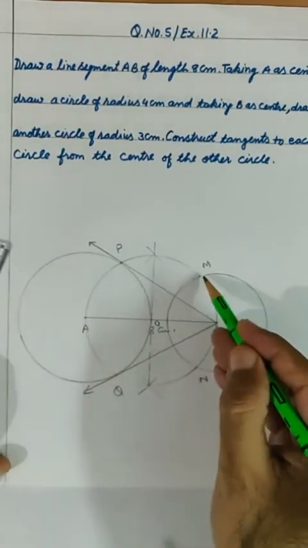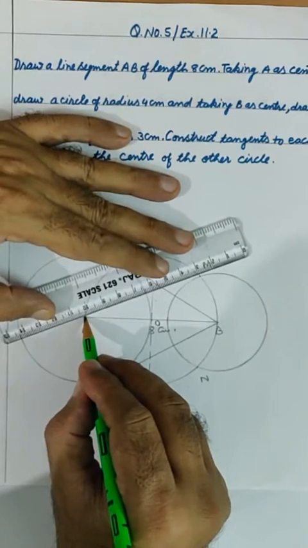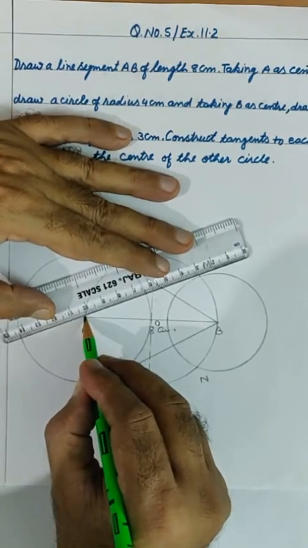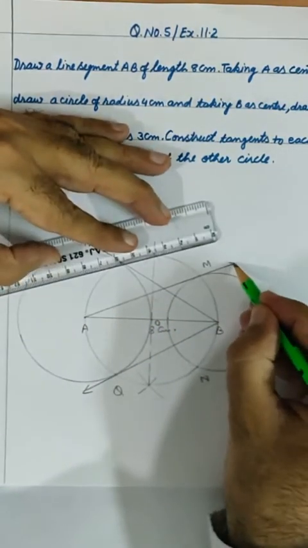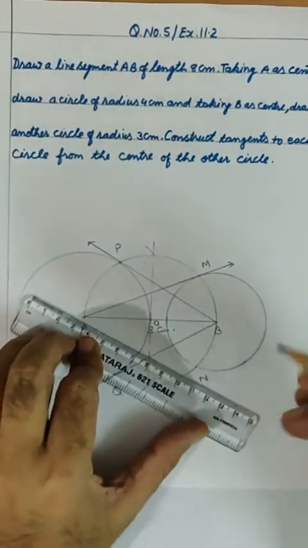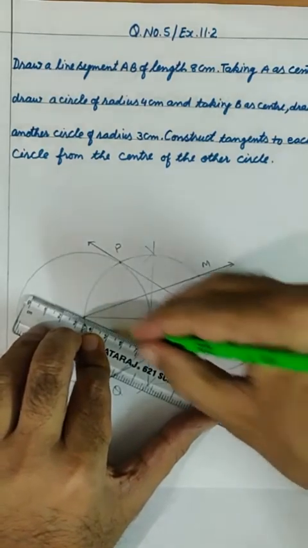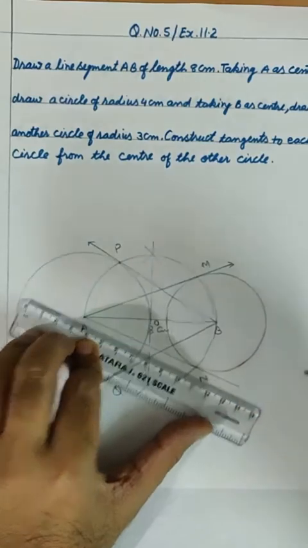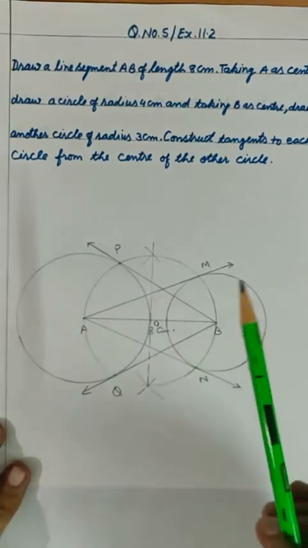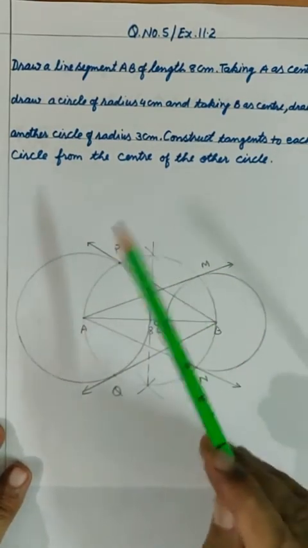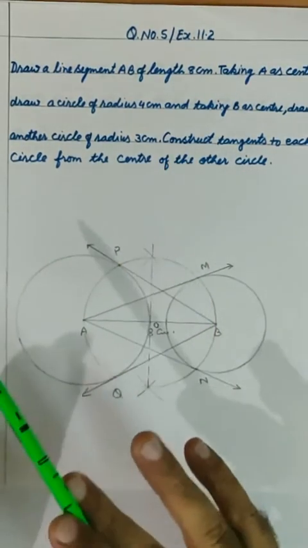And from here, if you join AM and AN, these are the required tangents to the circle. I think students you are able to understand these questions. Up to now we have discussed 4 questions and all are of the same type.